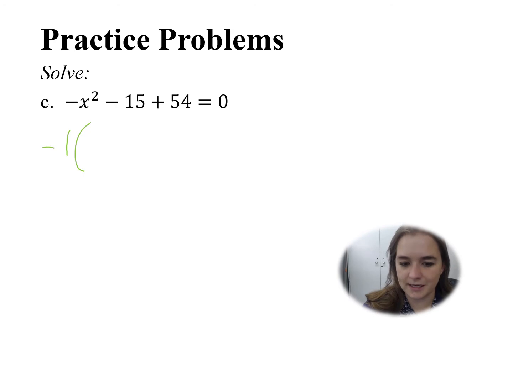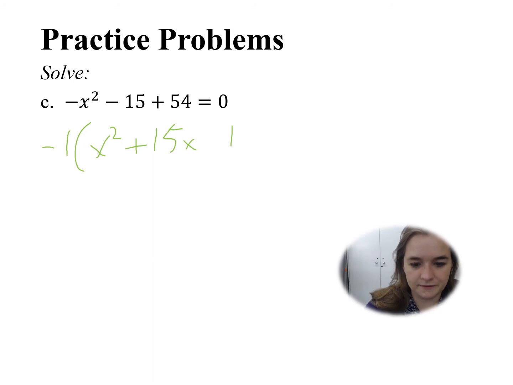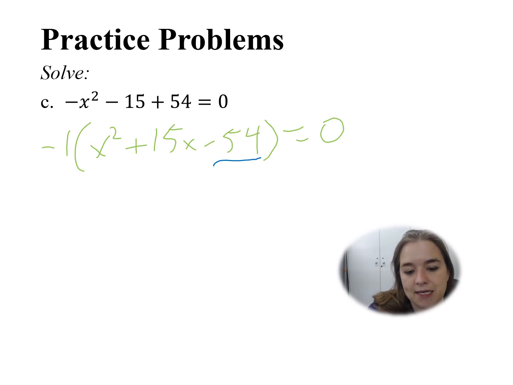I'm going to take out that negative 1 from each of the pieces of my trinomial, which turns this into x squared plus 15x minus 54 equals 0. So I need factors that multiply to make a negative 54 and add up to make a 15.